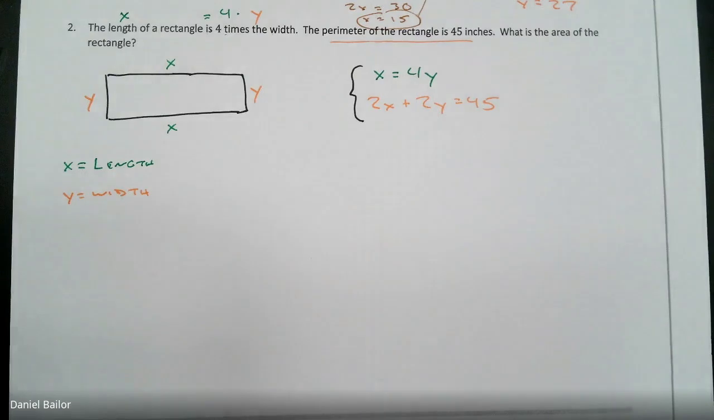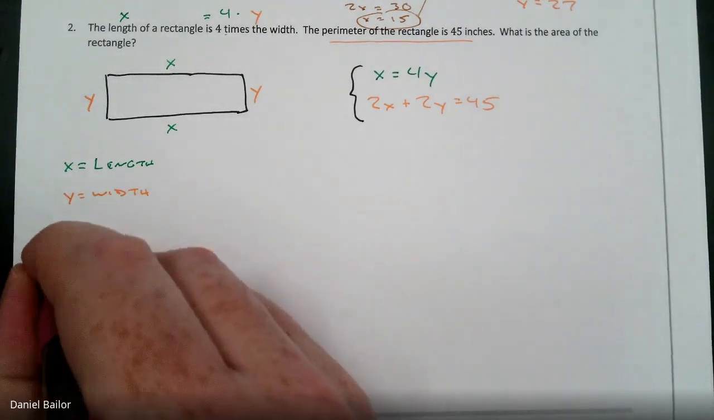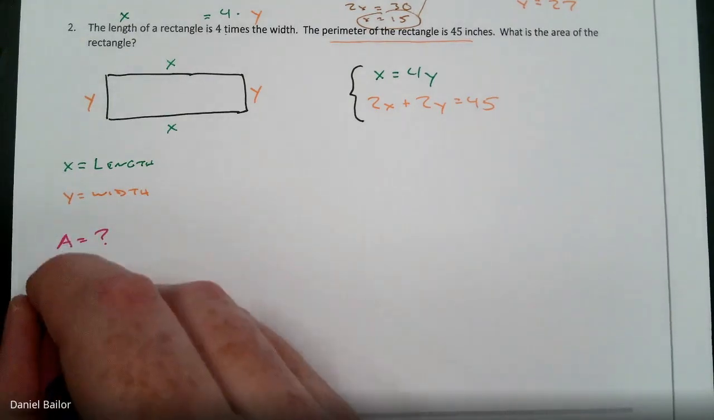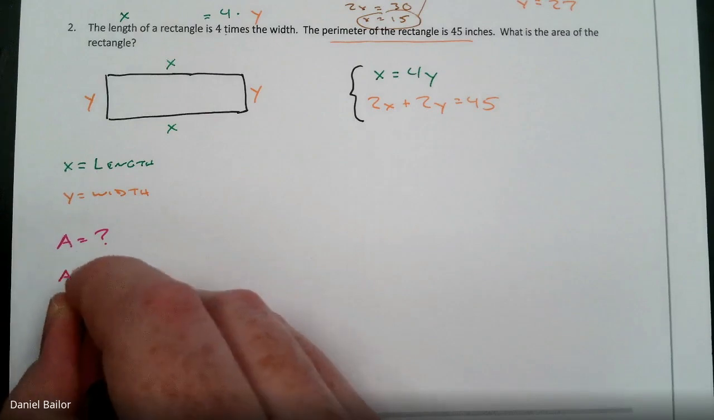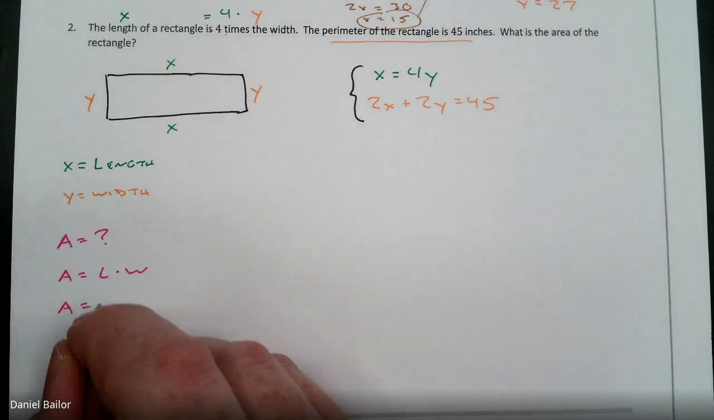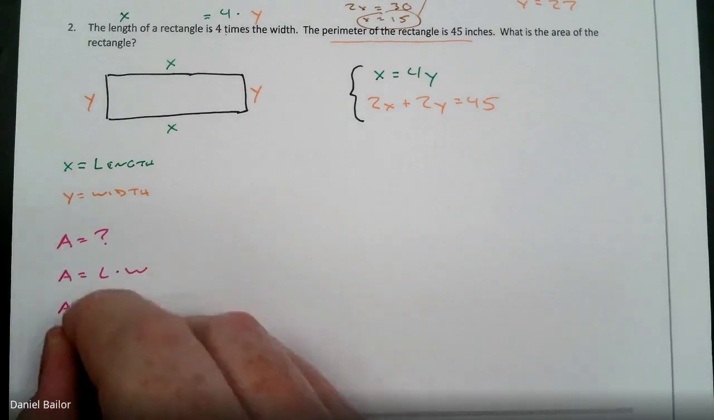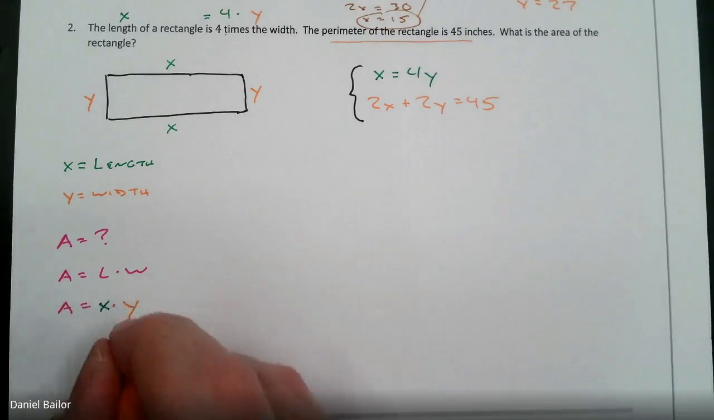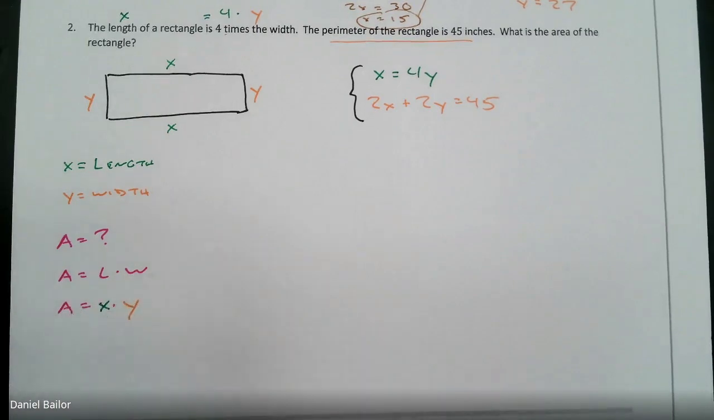Now it asks, what is the area of the rectangle? So it's asking us the area is the question mark. Now the area of a rectangle is length times width. So for the area of the rectangle, we need x times y. To answer this question, I need x and y because they get multiplied together to find my answer.